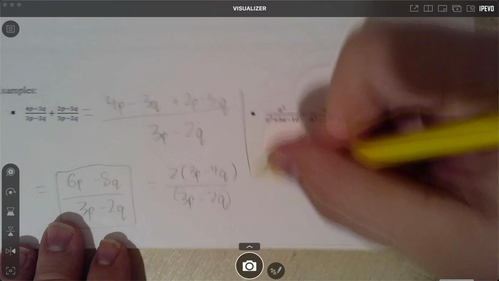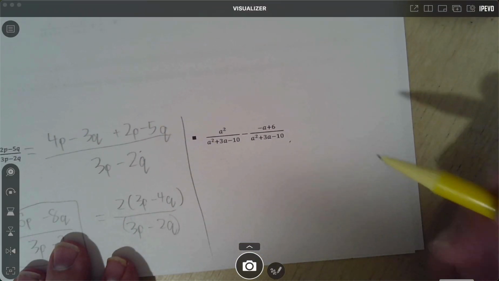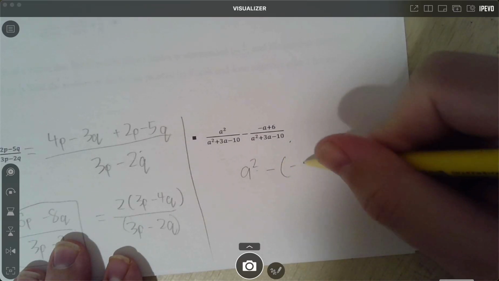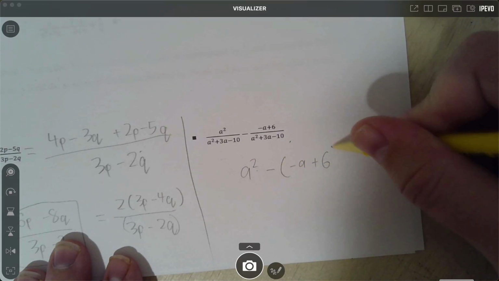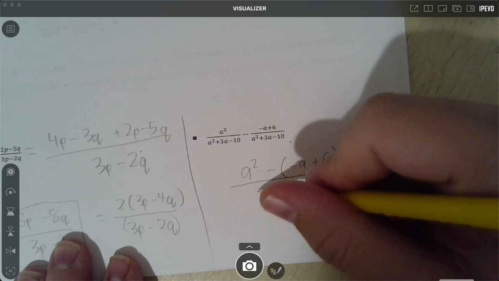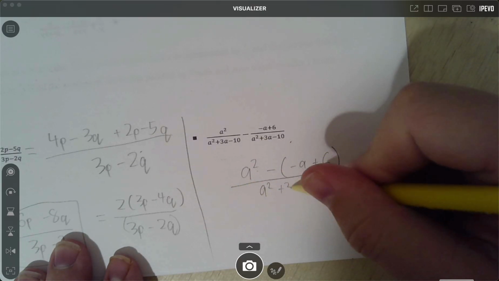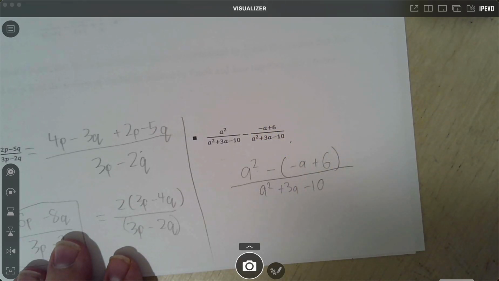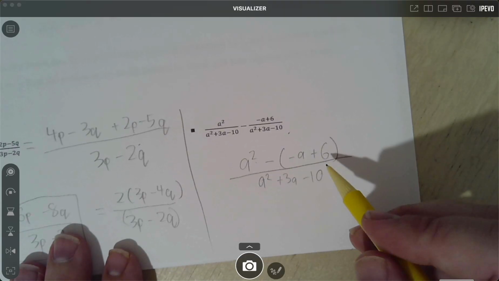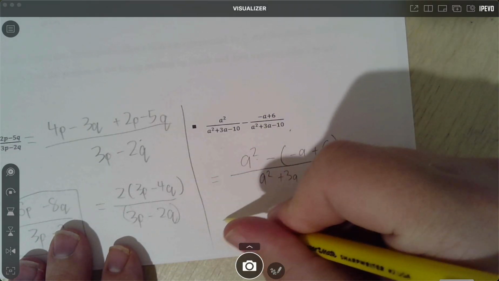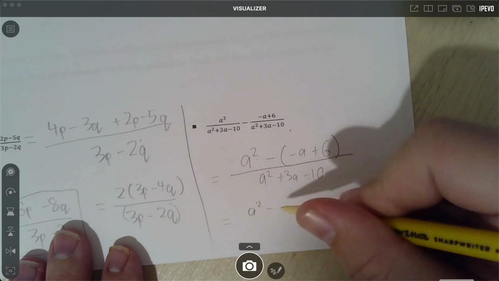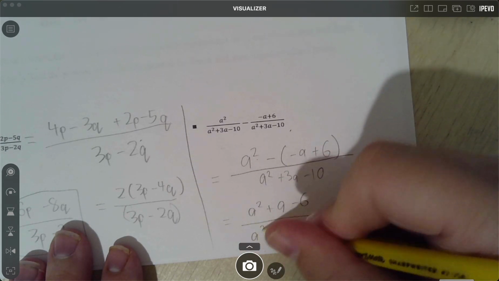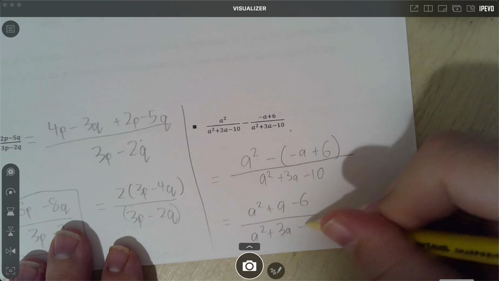Up next, let's see this next one. I still have my common denominator to start, but now the question is, what does a minus sign do? That's a callback to chapter 5 where we learned how to subtract our polynomials. When you subtract the right-hand fraction, you subtract the entire right-hand numerator, or in other words, you distribute that negative through the right-hand numerator. So now I've got a squared plus a minus 6 on top over a squared plus 3a minus 10.